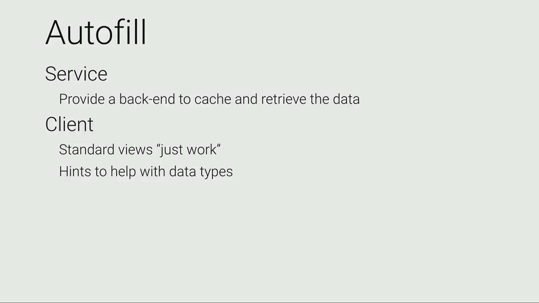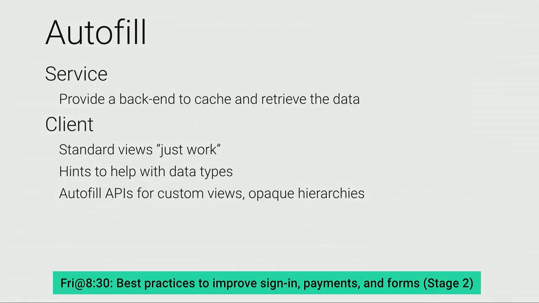If you're using custom views, or if you want to provide more information about standard views, we have APIs for providing hints to us about what the value types are, as well as APIs to tell us more about your custom views and how you want to interact with that. Also, if you have a custom view hierarchy, let's say you have a surface view where you have views inside of there, but all we know is that there's a surface view, then there are APIs for you to tell us about the virtual hierarchy that you want us to interact with. There is going to be more about this in a session on Friday morning, so go to that if you want to learn more about autofill.